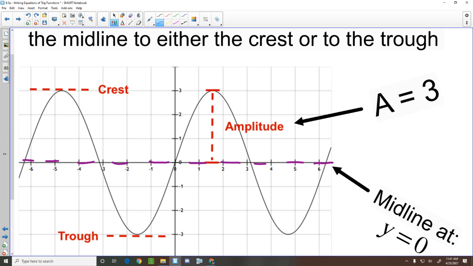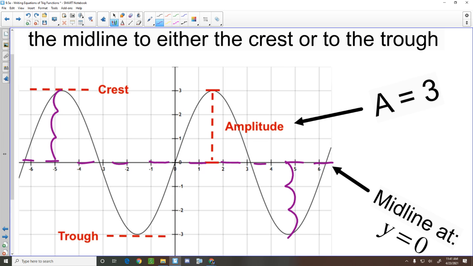Then starting at the midline, just count either up to the top or down to the bottom. It'll be the exact same thing, the same value, the same number. Right, so from the midline up to the crest, 1, 2, 3 units. Or if I count from the midline down to the trough, that's also 1, 2, 3 units. So because of that, we'd say that this wave has an amplitude of 3, because the height is 3 units away from the midline, essentially.